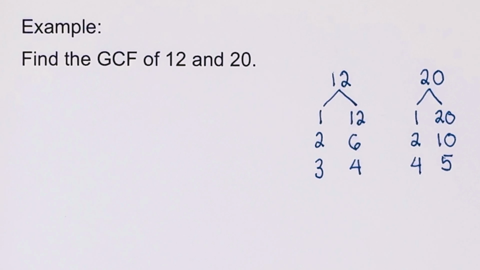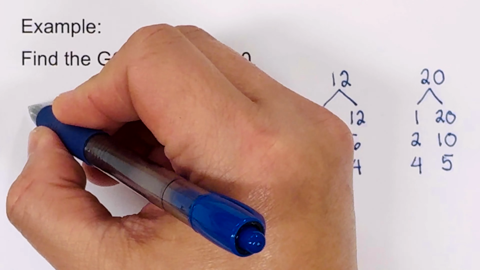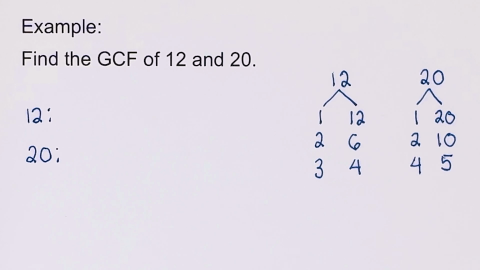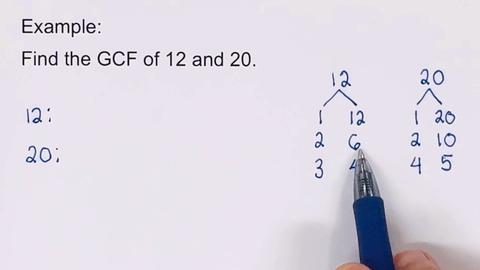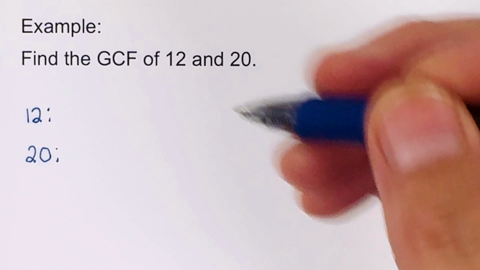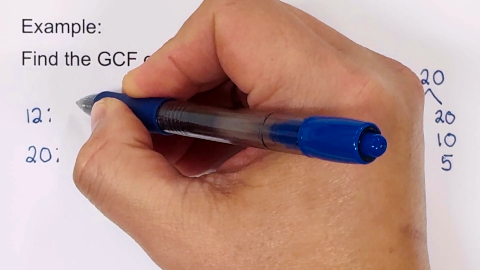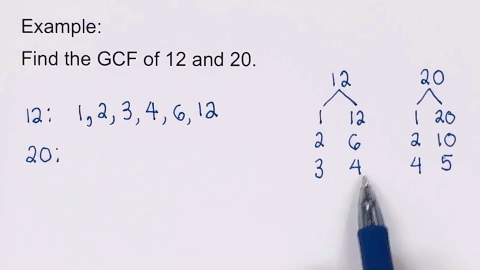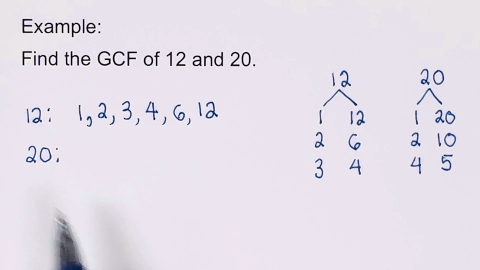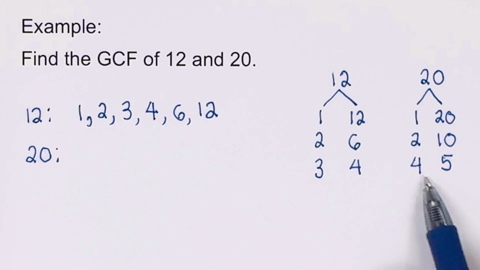So I'm going to go ahead and write that on the side over here. The factors of 12 are 1, 2, 3, 4, 6, and 12. So I'm going to write that down here. What I did was I just listed them down. And then I will do the same thing for 20. I will list all these numbers down here.